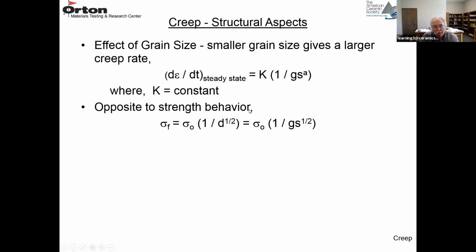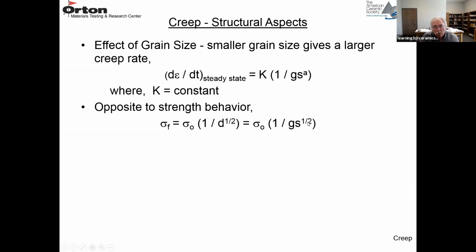Now, that's opposite to strength. We just described strength earlier this morning. Strength equals a constant times 1 over d to the 1/2 power, and d is the diameter of a grain. So d is related to grain size.